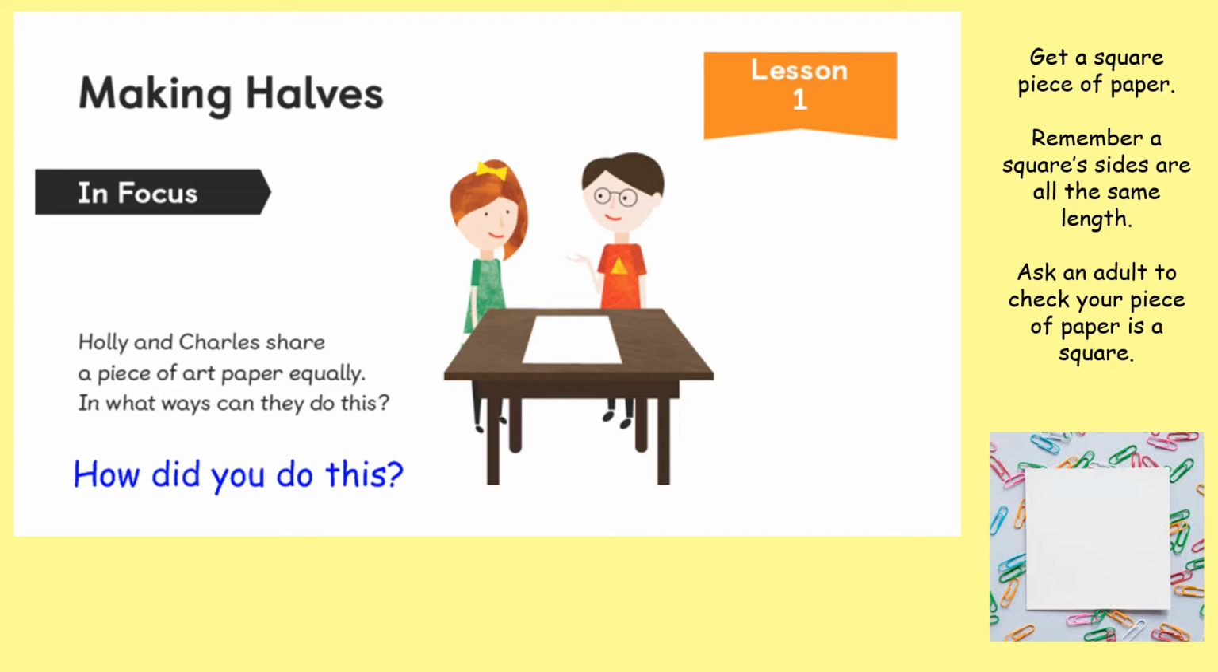Now when you've made your square piece of paper, I would like you to share that piece of paper between you and your adult. Okay, so you need to share your piece of paper. You need to fold it or cut it equally into two pieces. Okay, two equal pieces, two pieces that are the same. Okay, and what I would do, children, is I would fold your piece of paper. Okay, how could you fold the piece of paper so you get two pieces, two sides that are the same? Have a think. How could you do that?